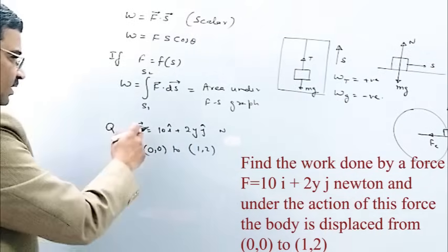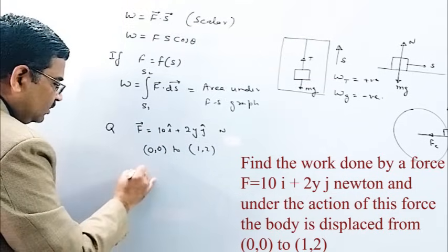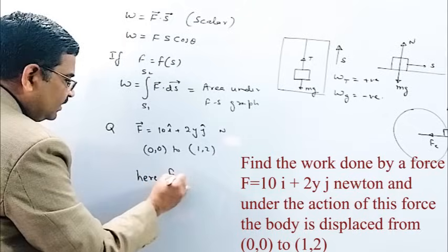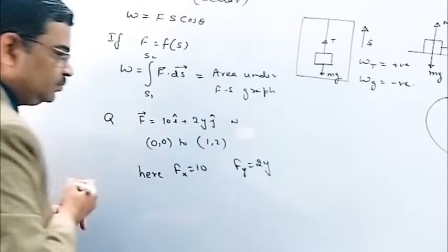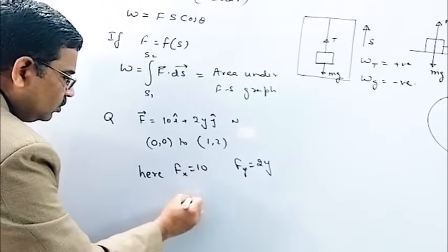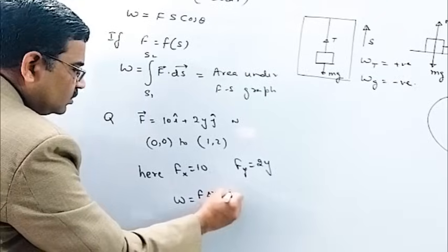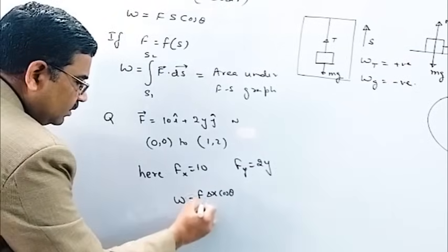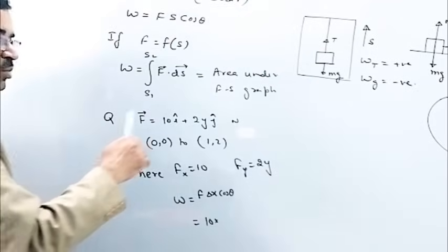So let us find the work done due to Fx. Fx means the x component. So here Fx is 10 and Fy is 2y. Now work done due to Fx will be F into delta x into cos theta. F is 10, delta x is x2 minus x1.